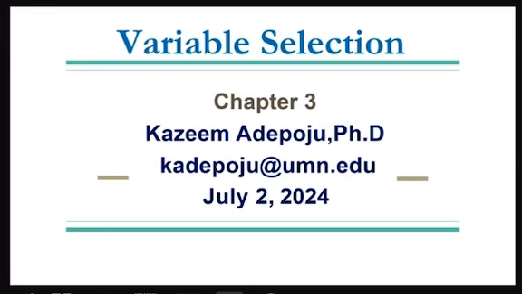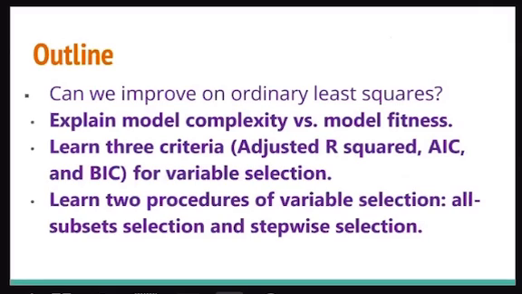In the outline, I'm going to walk you through: can we improve on ordinary least square? Don't forget, ordinary least square is the method that we use in estimating parameters in a linear regression model. The moment we have a lot of variables in the model, the ordinary least square may not perform well. Is there a way we can consider to improve on that? You're going to learn about that today.